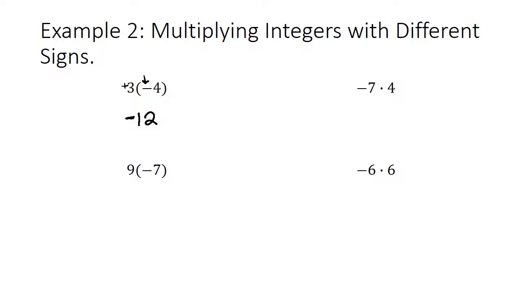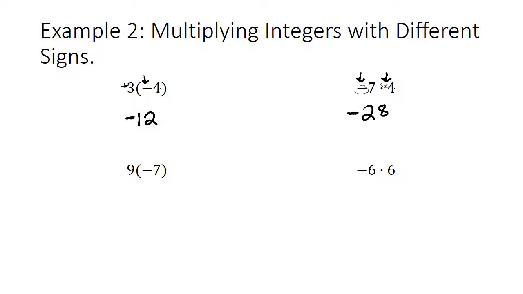Over here we have negative 7 times by positive 4. So before working this out, I already know my answer is going to be negative because we have different signs. A negative and a positive are different signs. So 7 times by 4, doing regular multiplication, that's going to give us 28.